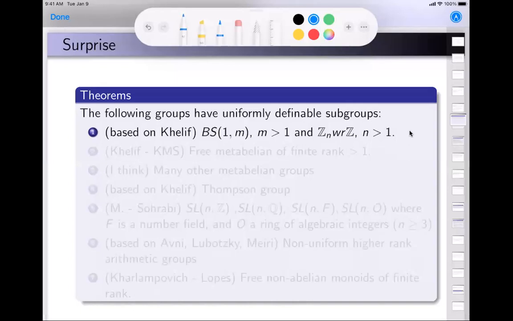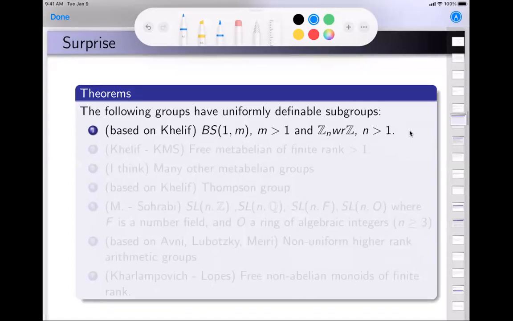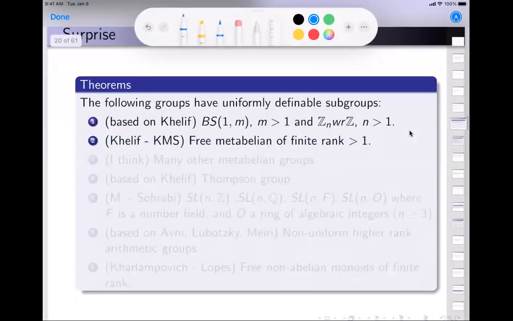So you can find all details there, but it's interesting that there are quite a lot of groups which have subgroups uniformly definable. For example, Baumslag-Solitar, metabelian groups. It's one related group, very famous in group theory. Wreath products of groups like that. Free metabelian groups of finite rank.